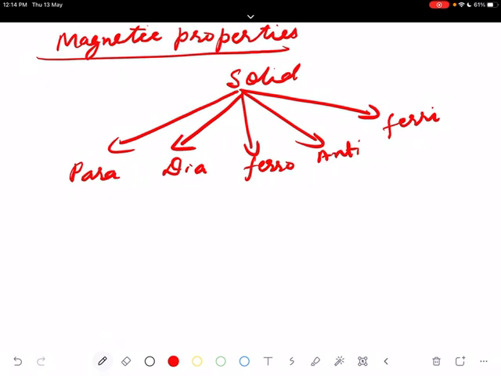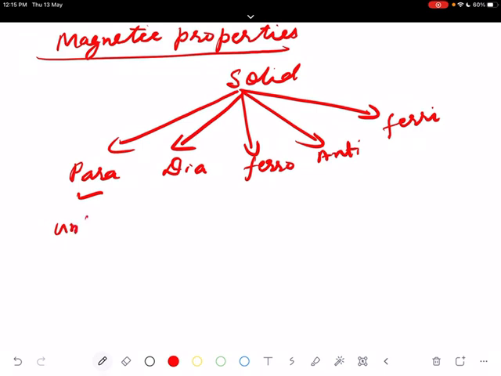Each electron in an atom behaves like a tiny magnet. Magnetic moment originates from two types of motion. One is orbital motion around the nucleus and one is spin motion about its own axis. Now let's see what paramagnetic substances are. Substances which are weakly attracted by the magnetic field are called paramagnetic substances. They lose their magnetism in the absence of the magnetic field. Paramagnetism is due to one or more unpaired electrons.